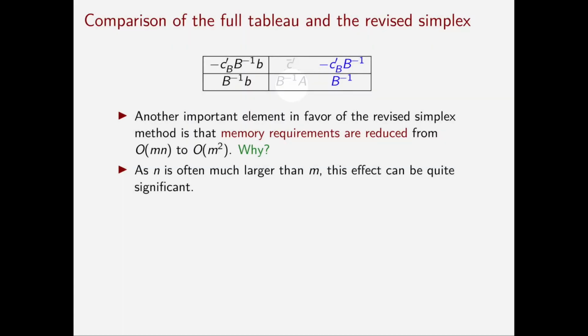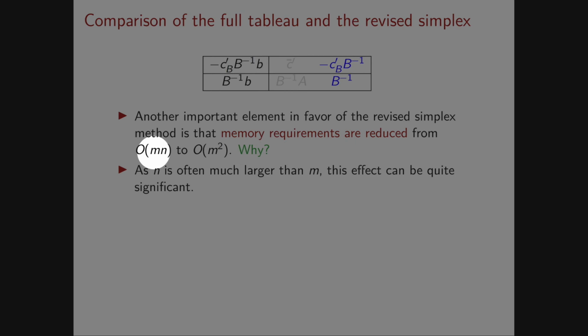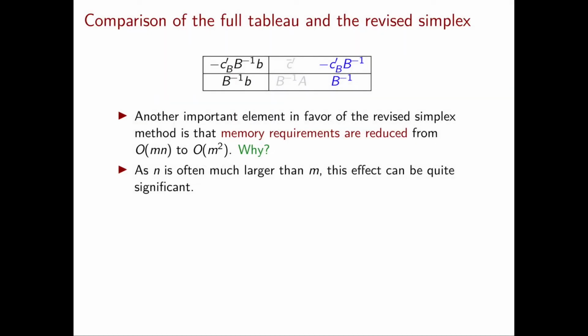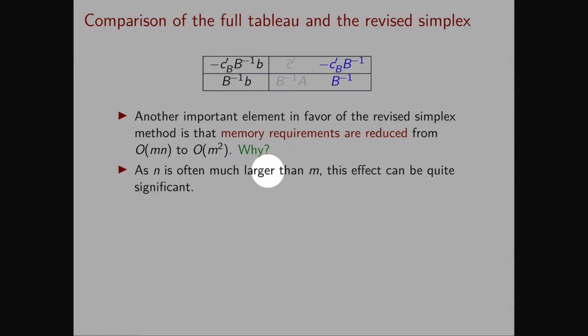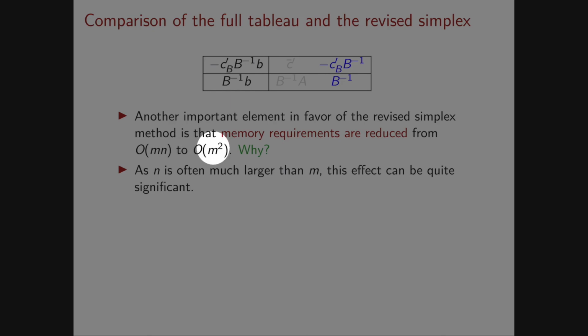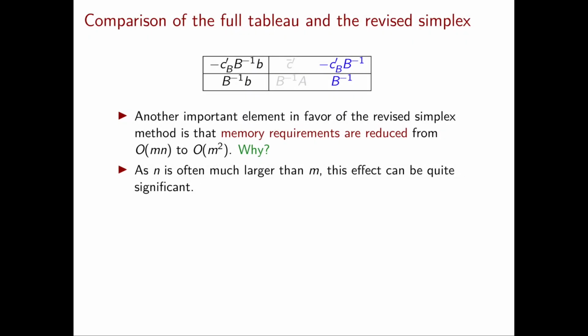And notice that, regarding memory requirements, this difference from the full tableau to the revised simplex doesn't happen only in the best case, but happens in any case. I should mention at this point that in real-world problems n is often much larger than m, so the difference between big O of mn and big O of m square is often significant.